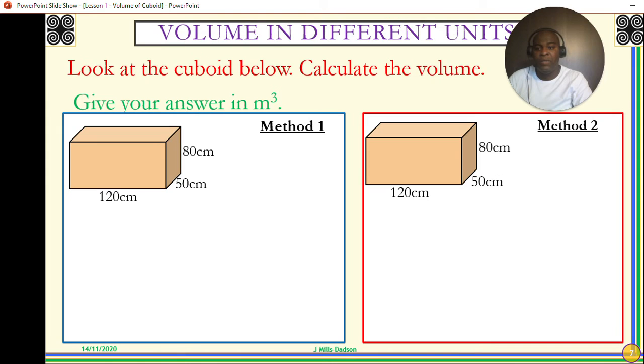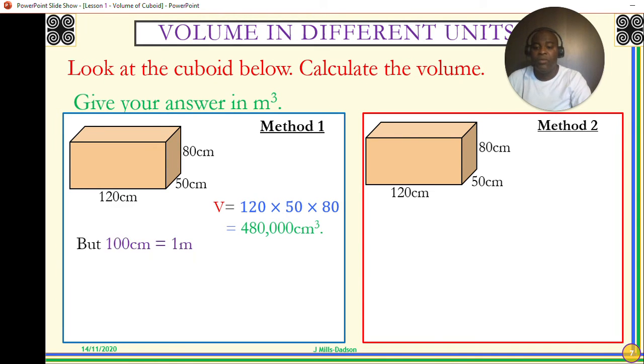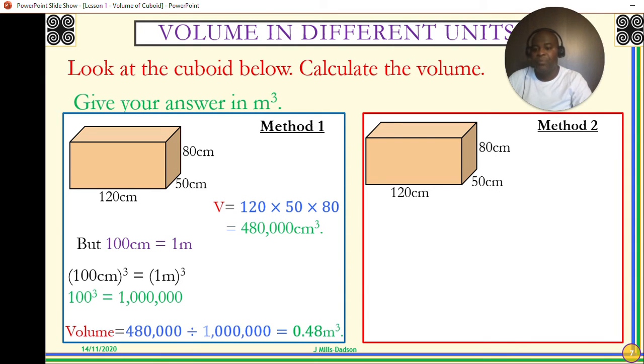Let's look at another one. This time we want the answer in meter cube, and the question is given to us in centimeter. So first method, we work it out. Conversion is 100 cm equals 1 meter. Change it into cubes. You have 100 cm cube into 1 meter cube. And 100 cm cubed is 1 million. So the conversion scale factor is now 1 million. 480,000 divided by 1 million is 0.48 meter cube.